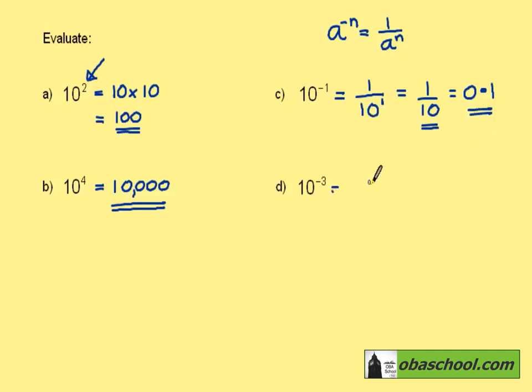10 to the minus 3 is 1 over 10 cubed using the index law above, which is 1 over 1,000. We could write this as a decimal as 0.001.